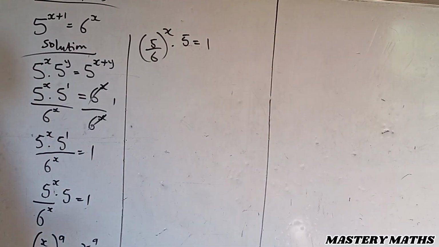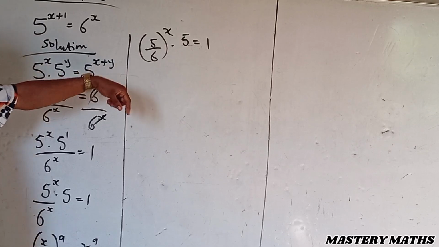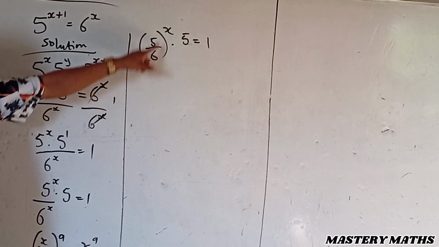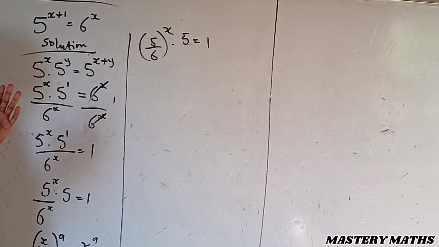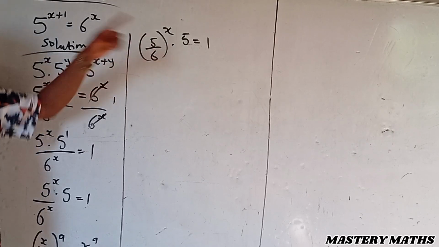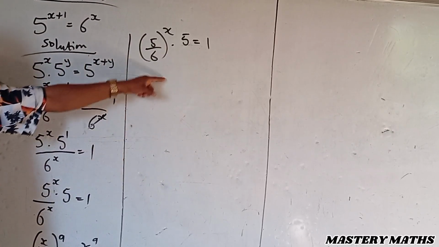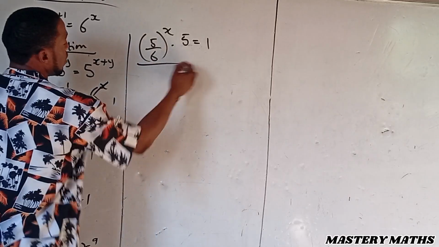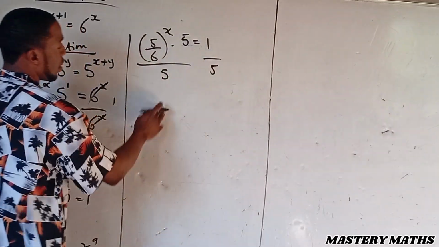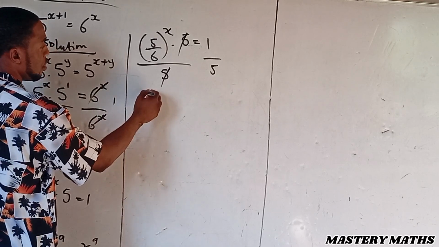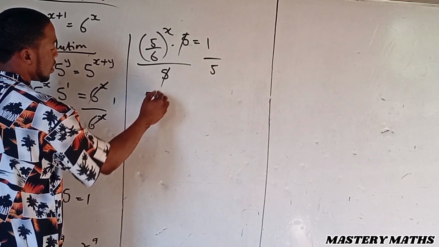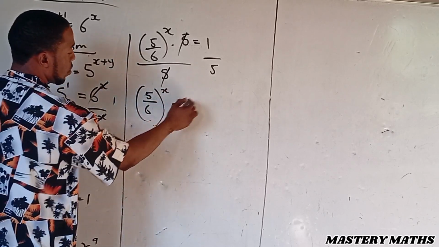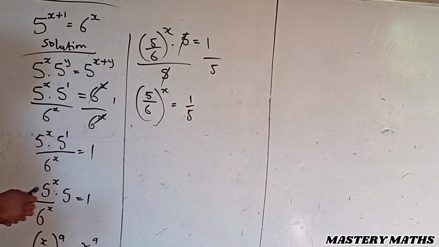Now having done this, we want to make this 5 over 6 raised to the power of x stand on its own. For 5 over 6 raised to the power of x to stand on its own, we need to divide both sides by this 5 here, so that the 5 will cancel out. So we divide both sides by 5. When 5 cancels out this 5, what is remaining? You have 5 over 6 in the bracket raised to the power of x is equal to 1 over 5.